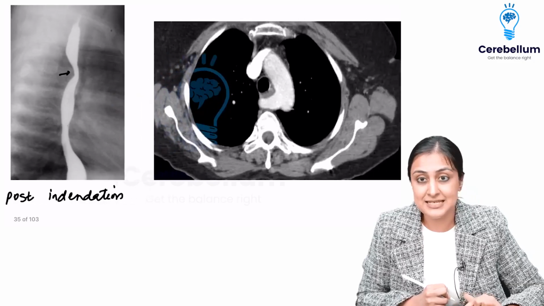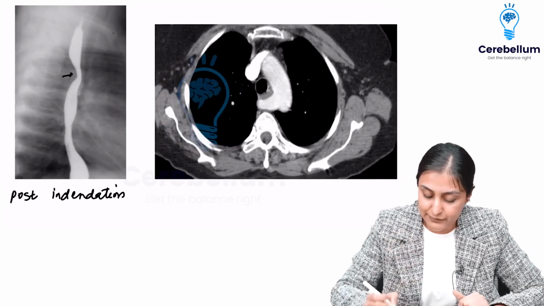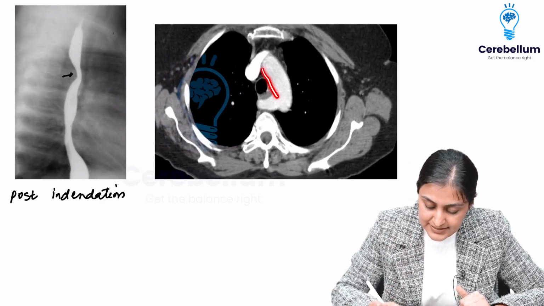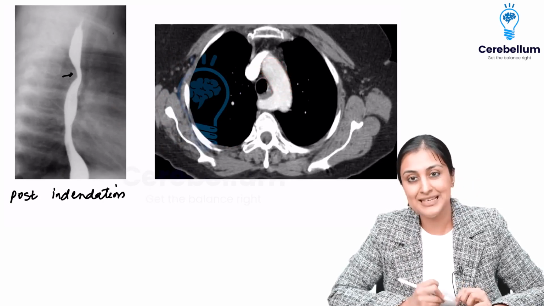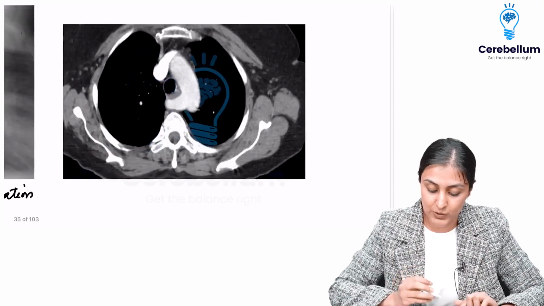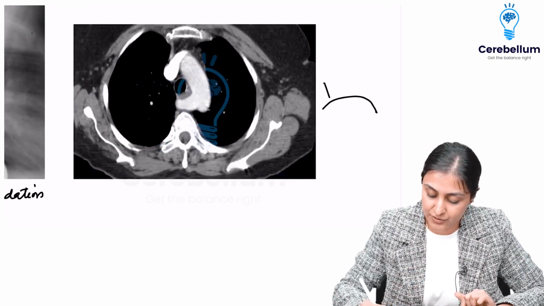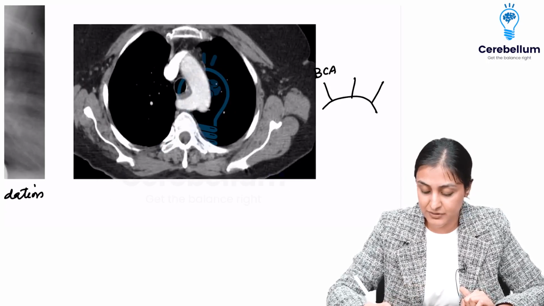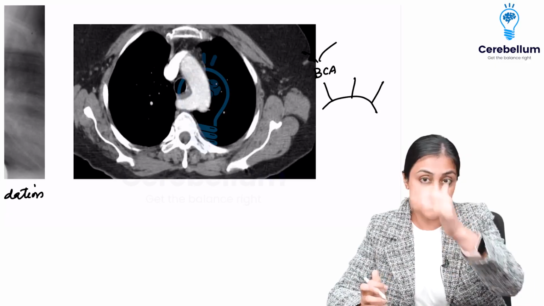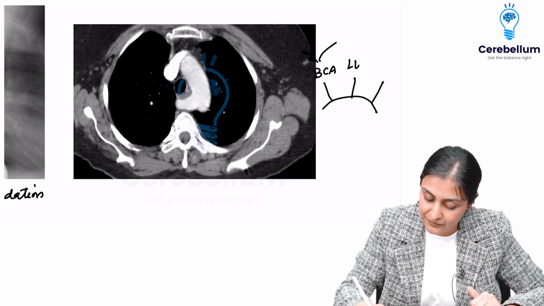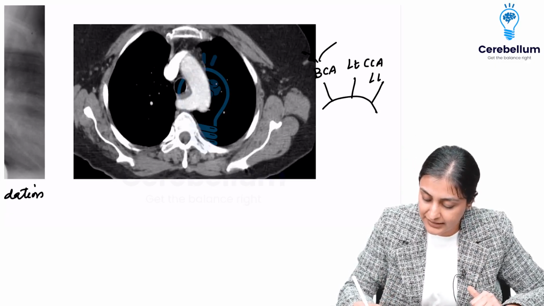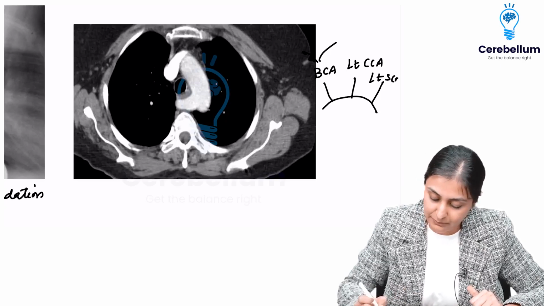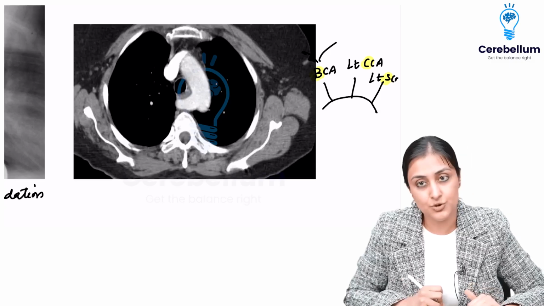You do the CECT and see what we find. We find that this is the arch of aorta. Normally, arch has three main vessels. What are the three vessels of the arch? From right to left, we have three arteries. Brachiocephalic artery, which further divides into right common carotid and right subclavian. We have the left common carotid and the left subclavian. You can remember as Budd-Chiari syndrome.